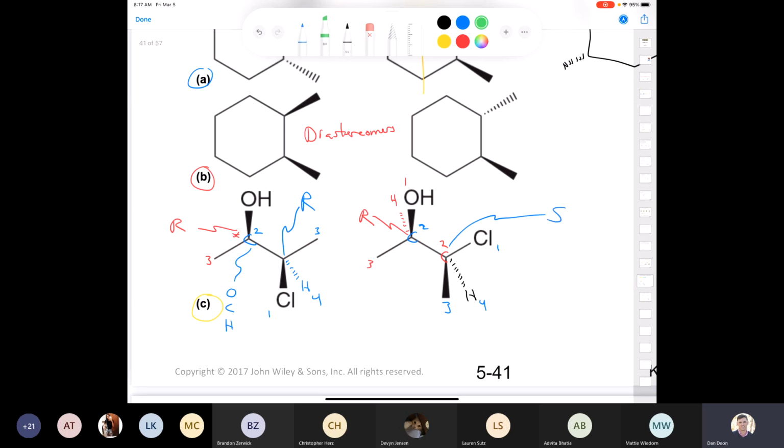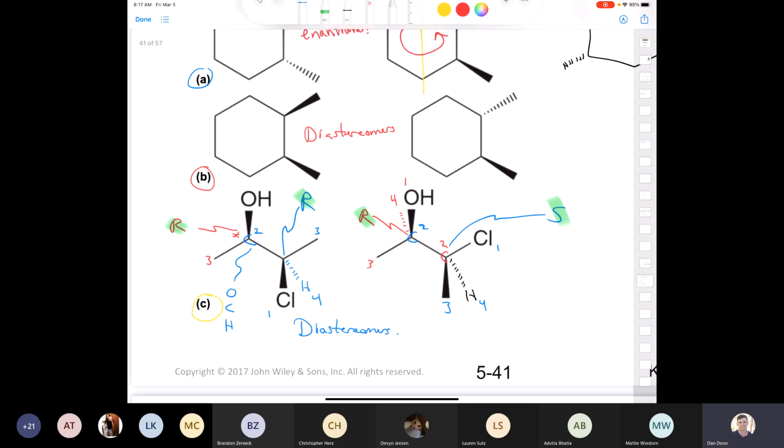So I have what? I've got RR and I have RS. And since they differ at one of the stereocenters, but the other one is identical, they're not enantiomers, but they are stereoisomers. Therefore, these two compounds are diastereomers. Stereoisomers, like that. There we go.